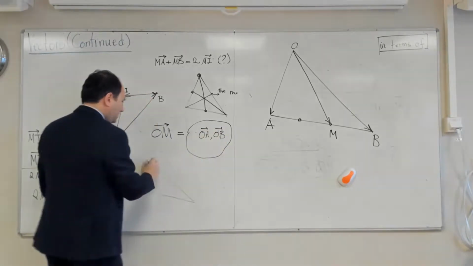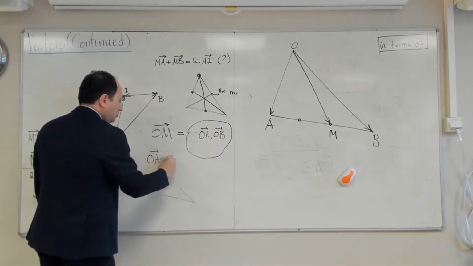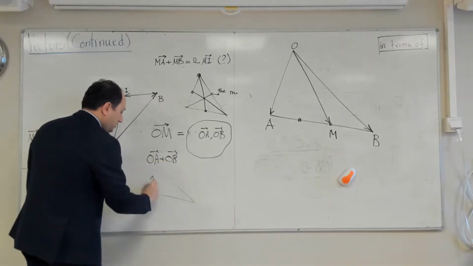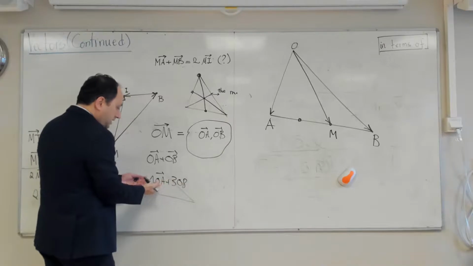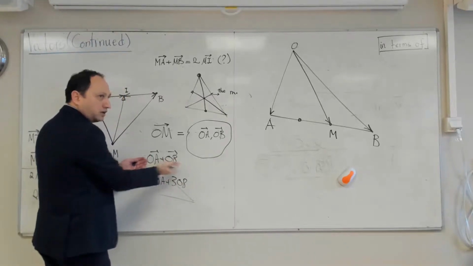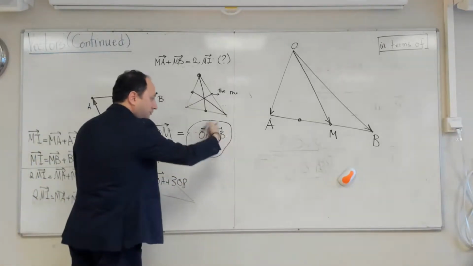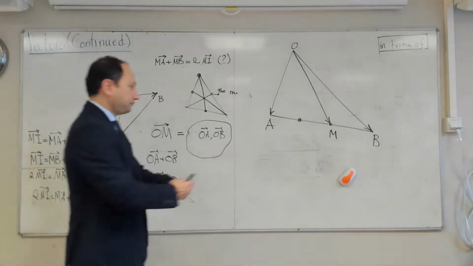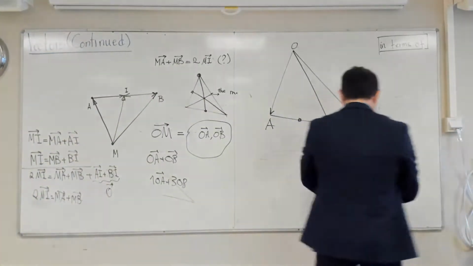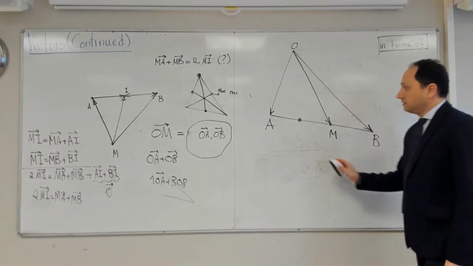I don't know. Might be you say this is OA plus OB. Might be you say this is 1 OA plus, I don't know, 3 OB. These are everything in terms of OA and OB. Find the correct formula for the right-hand side. Yes? Is that clear what I mean? Yes.